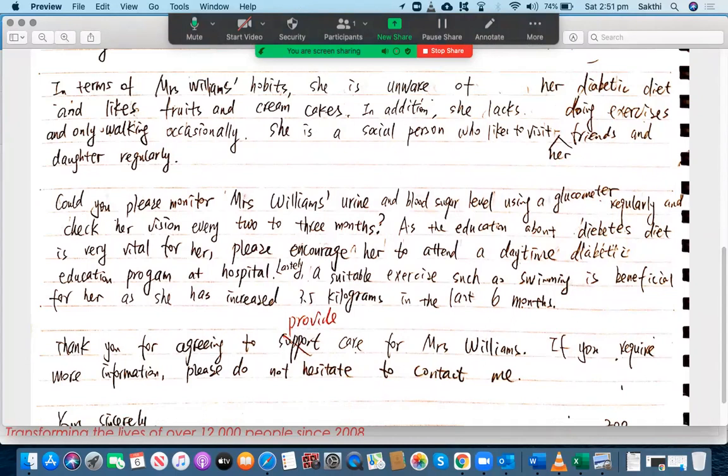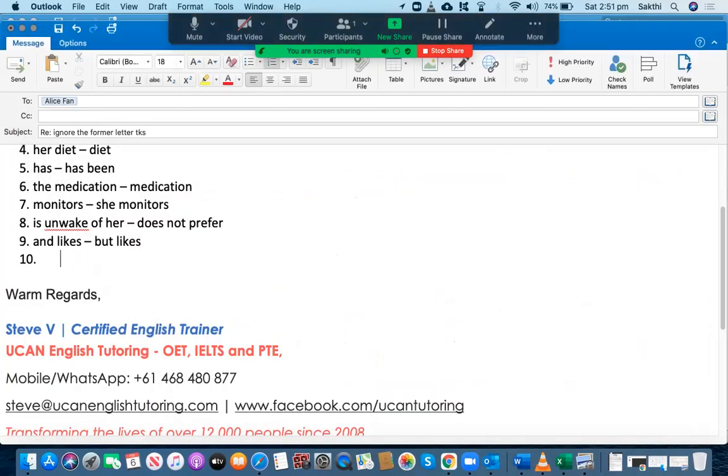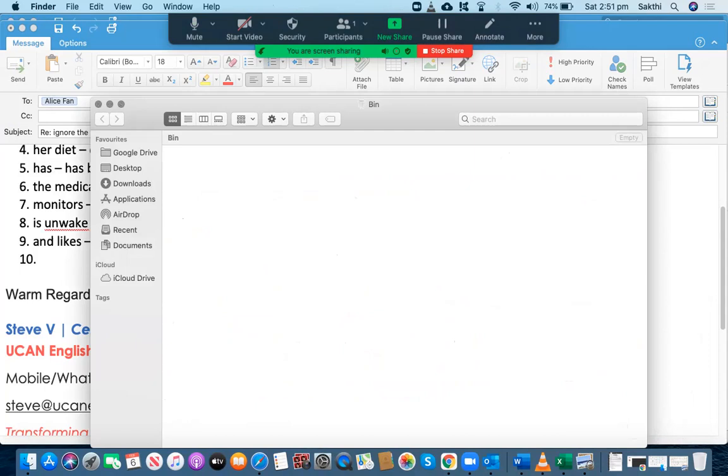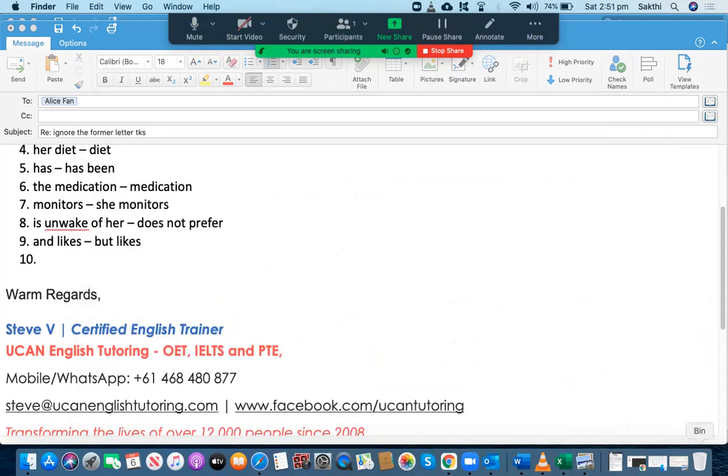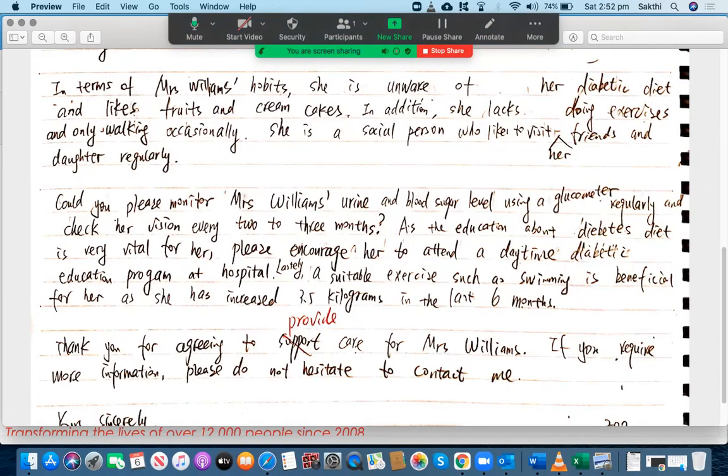"In addition, she lacks doing exercises and only walking occasionally." Okay, and only walking occasionally. Okay. In addition, she lacks doing exercises.